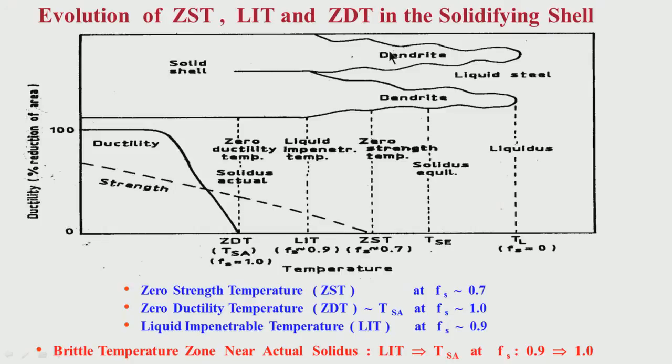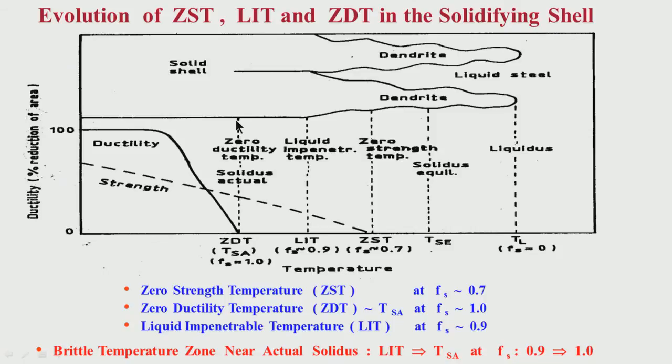You have both dendrites as well as liquid steel, and this is of course the total solid shell. This temperature corresponds to the liquidus temperature TL, where the solid fraction is 0. We have completed the solid fraction at this location, TSA, that means the actual solidus temperature, and the solid fraction is 1. That means 100% solid, and this is 0% solid. Beyond that is liquid steel, and beyond this we have solid shell.